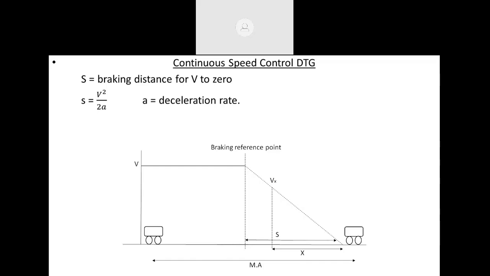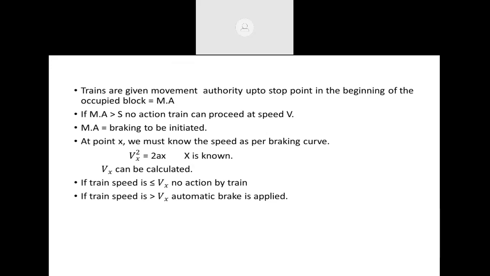Next. Now, the trains are given movement authority to a stopping point, which is called the movement authority, MA. If the movement authority is greater than S, in the diagram shown, no action is required. I need not reduce the speed, I keep going. If the movement authority is equal to S, then braking is to be initiated. So now braking has been initiated.